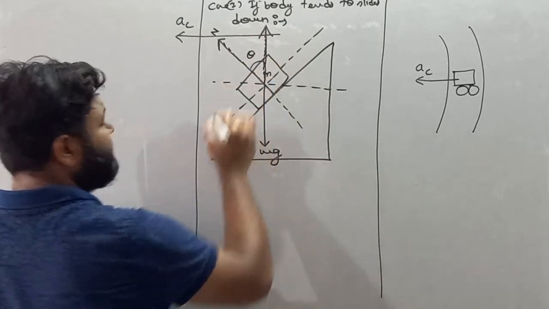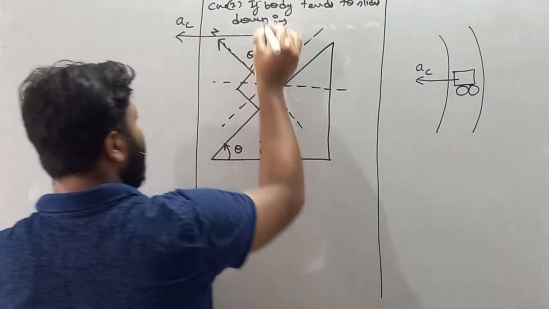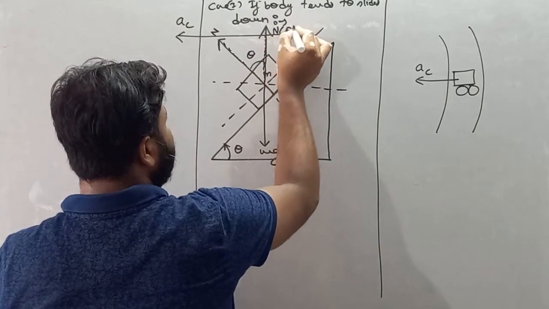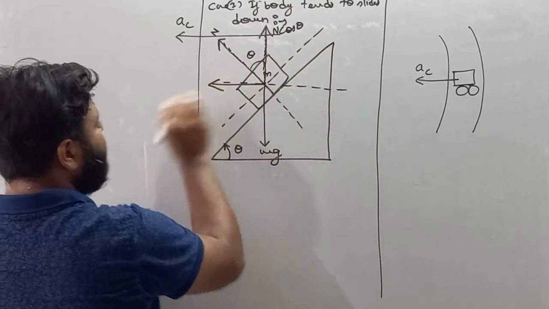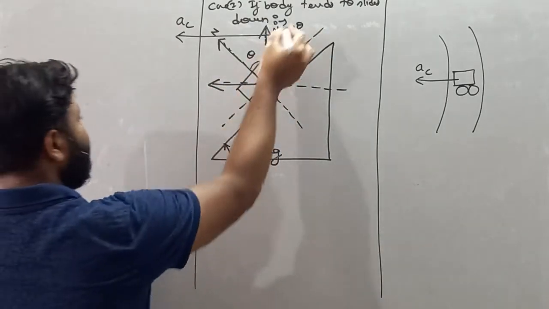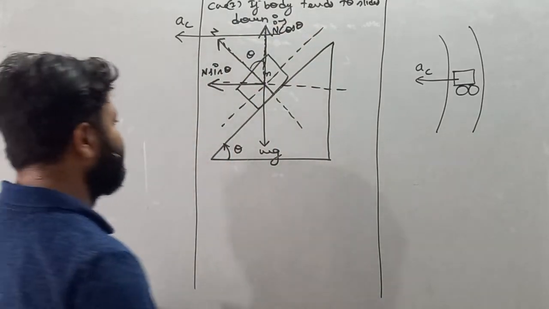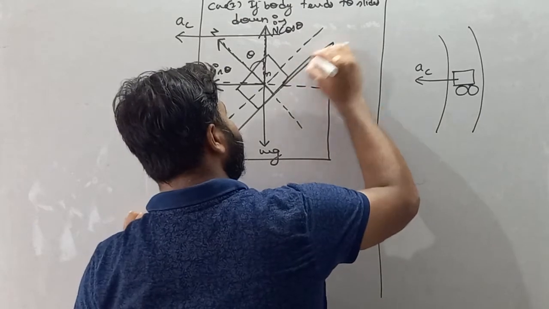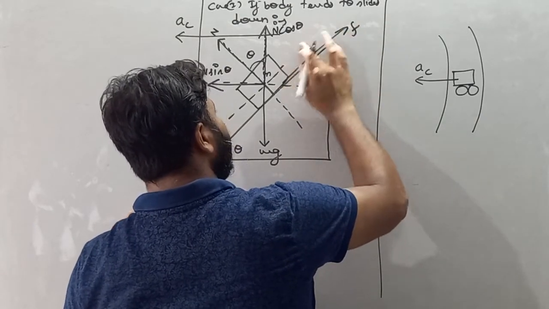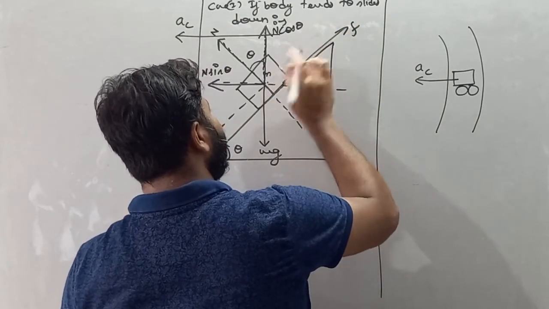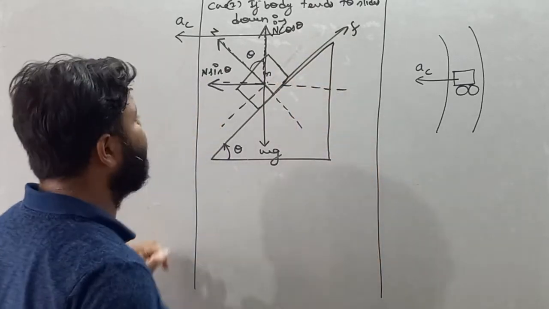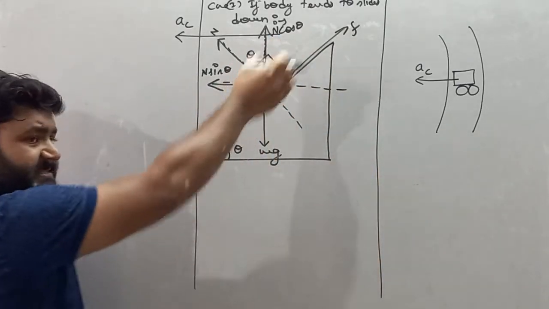Now we have to split its components with this line. The normal reaction force makes angle theta, so along this axis this must be n cos theta. The second component is perpendicular to n cos theta, it is n sin theta. Moving forward, now see, friction can act here, because friction is basically a surface force. Friction is applied if the body is tending to slide down, my dear student.